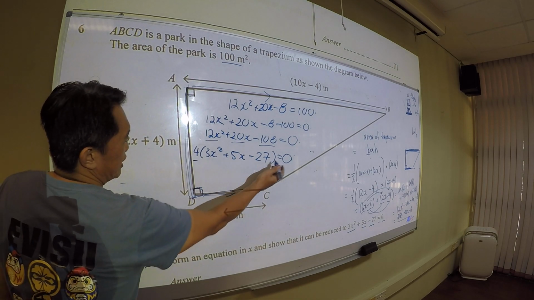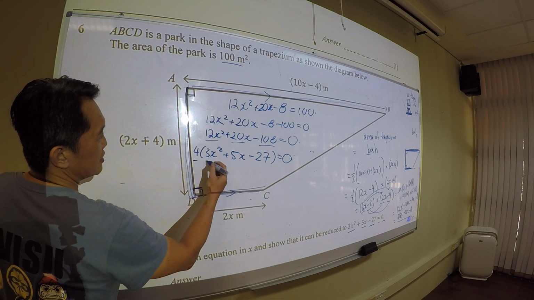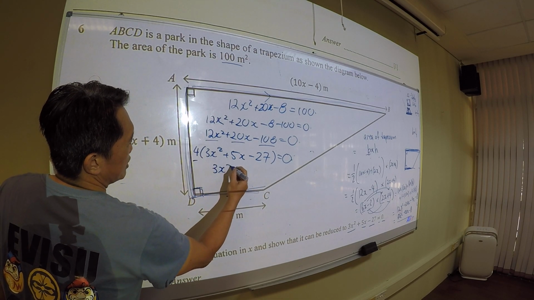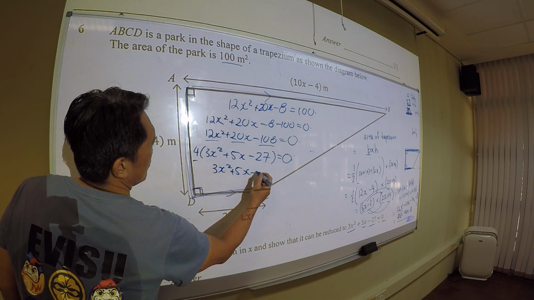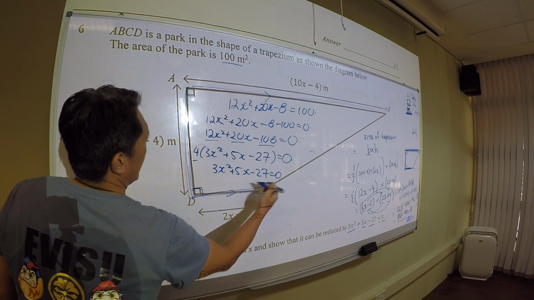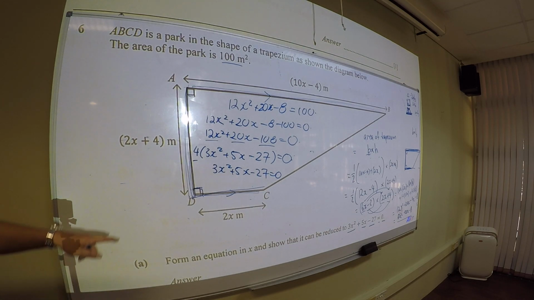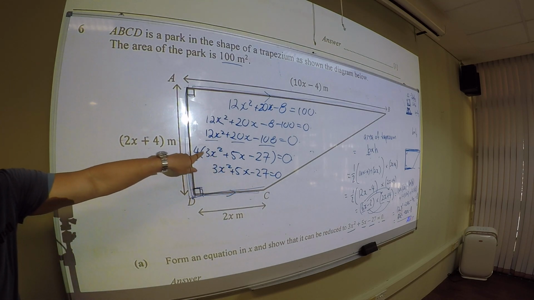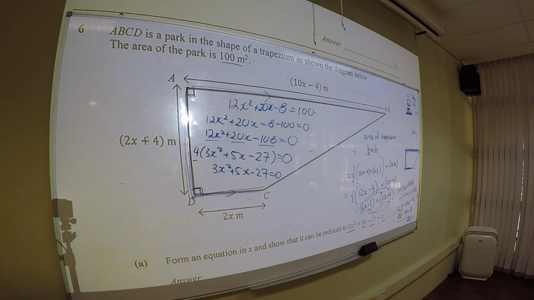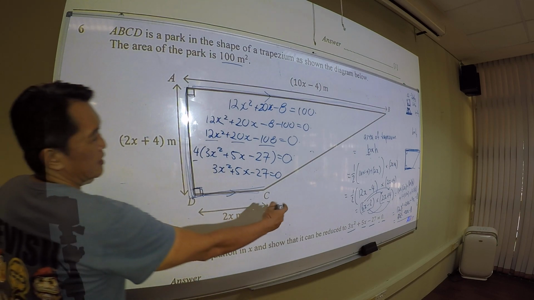4 times this bracket is 0 means this bracket must be equals to 0. I divide both sides by 4. 0 divided by 4 is still 0. Then this side divided by 4, I get this one. So it will give me that equation already.